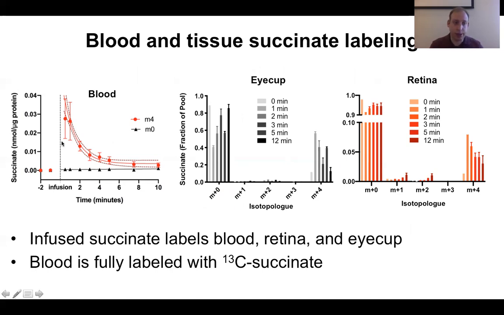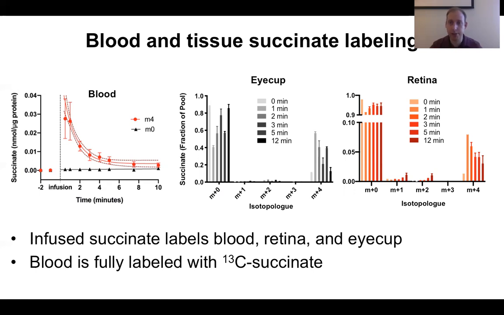And so the red line in the leftmost figure indicates the fully labeled succinate in blood after we've infused it. We can see before the infusion, it's practically non-existent. And after the infusion, it drastically increases and then really quickly decays in blood, which shows that our infusion is essentially successful. And the scale of the succinate that we infused kind of silences the background succinate that was already in blood. Relative to the black line, the red line is gigantic.